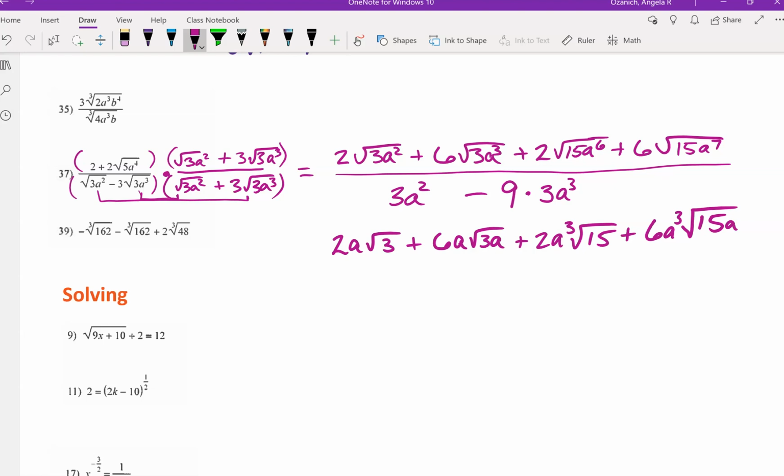Okay, and then on the bottom, what do we have? We have a divided by 3a squared minus 27a cubed. And if there are no other square roots that have matching values, then we cannot add or subtract anything else. So that is going to be, that's it right there.